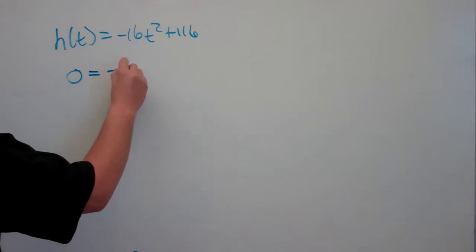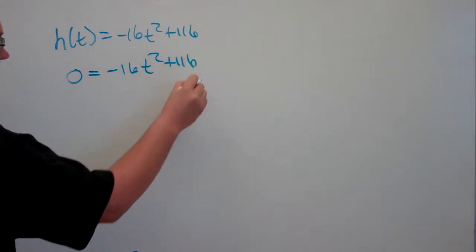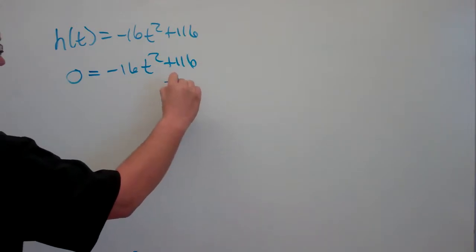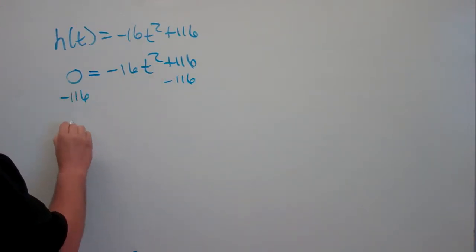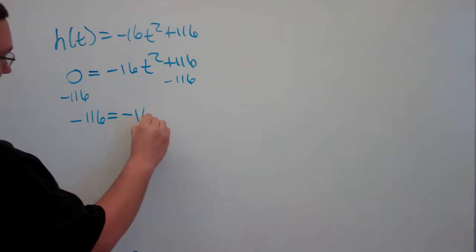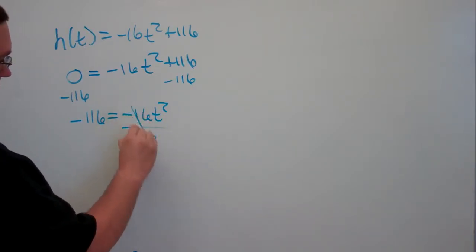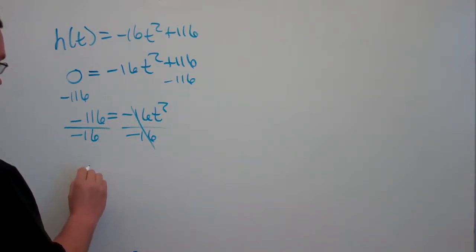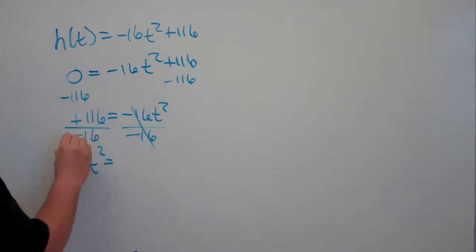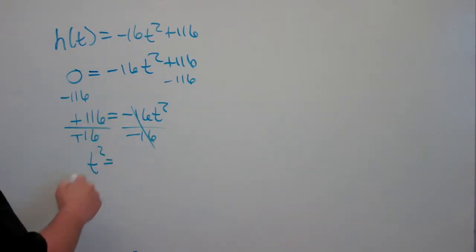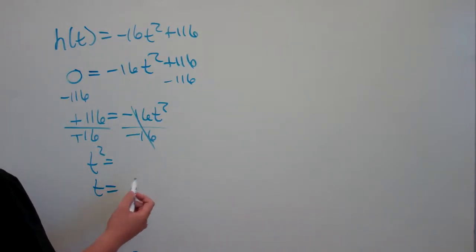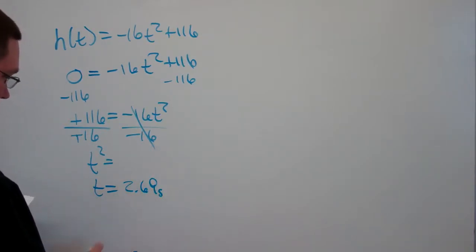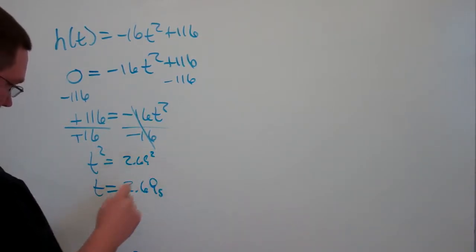Alright, so 0 equals negative 16t squared plus 116. So let's solve for t. Minus the 116, minus the 116, so negative 116 equals negative 16t squared. Now we're dividing off the negative 16. So t squared equals, negative was a positive, 116 divided by that is, well, I know the answer. I forgot to work this out previously. The answer comes out to 2.69 seconds. So this would be 2.69 squared.